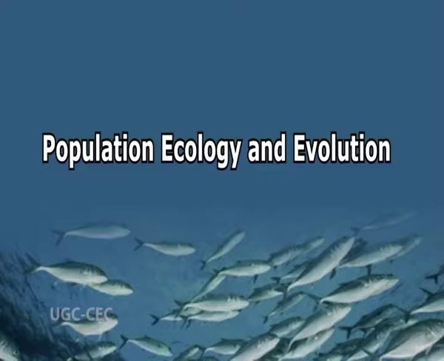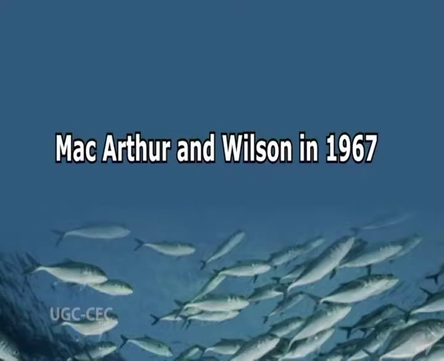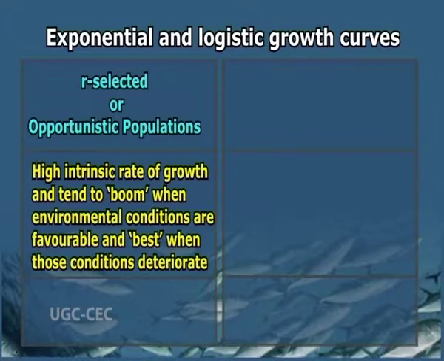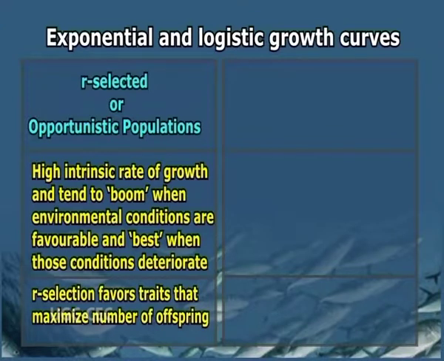After studying both the models of population growth, let's correlate the knowledge of population ecology with the aspect of evolution. Population ecology and evolution. The important synthesis regarding population ecology and evolution was done by MacArthur and Wilson in 1967. According to them, populations are the outcome of either r or K selection. R selected or opportunistic populations have a high intrinsic rate of growth and tend to boom when environmental conditions are favorable and bust when those conditions deteriorate. R selection favors traits that maximize the number of offspring.